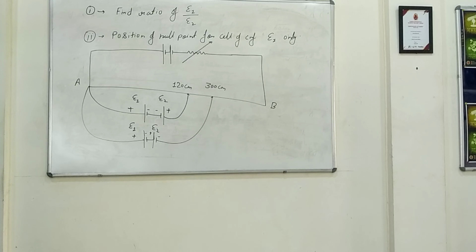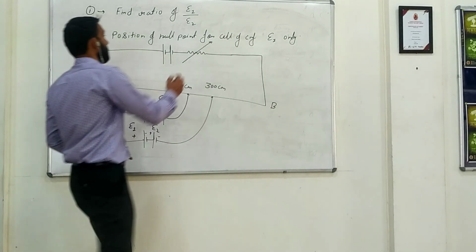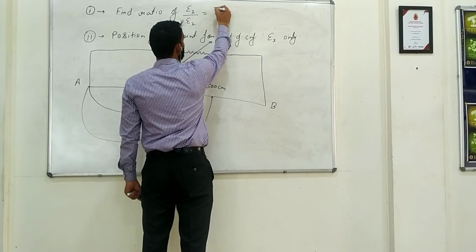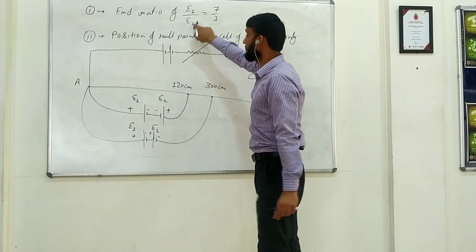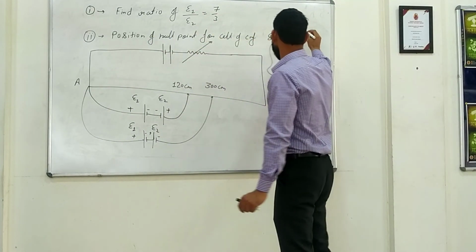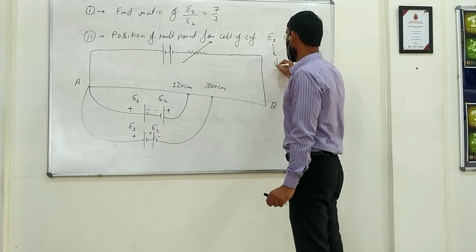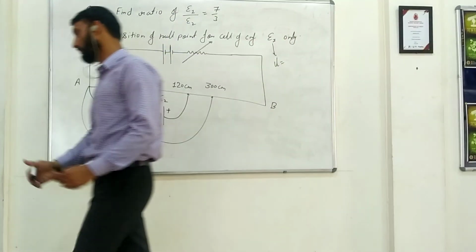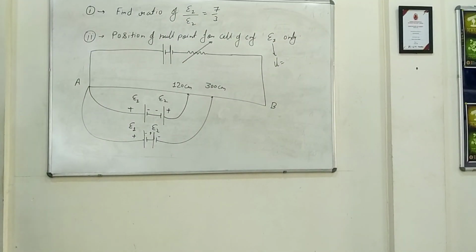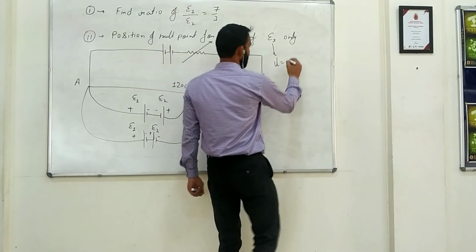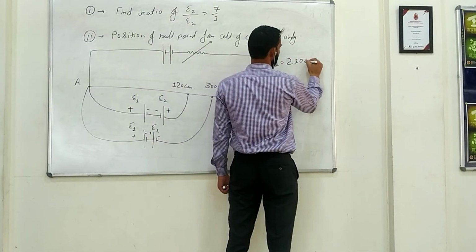I'll give you the answers. So the first answer, E1 by E2 will be 7/3. E1 by E2 will be 7/3. And the balancing length for E1 will be 210 centimeter. Balancing length will be 210 centimeter.